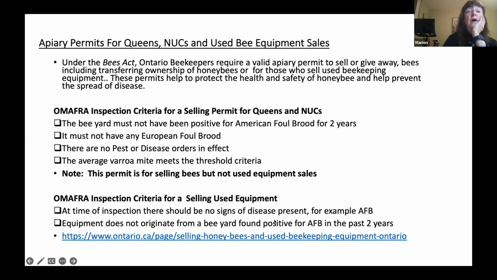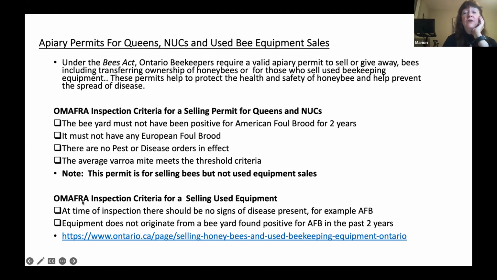A reminder about permits. When you're buying nukes or queens or used bee equipment, under the Bees Act, the bee breeder needs to have a valid apiary permit to transfer ownership of honeybees, and even for those who sell used bee equipment. These permits help to protect the health and safety of the honeybee and prevent the spread of disease. A quick highlight: if they have a selling permit for queens and nukes, that bee yard must not have been positive for American foulbrood for 2 years. It must not have had any European foulbrood. There are no pest or disease orders in effect, and the average varroa mite count meets the standard thresholds for criteria. And this permit is for selling bees, but not for used equipment.